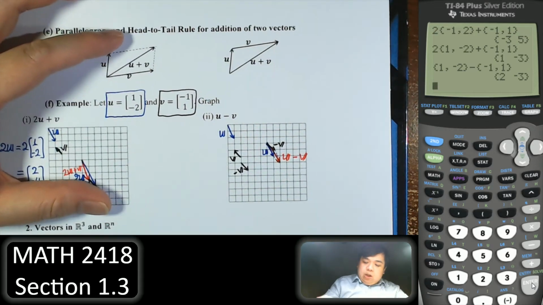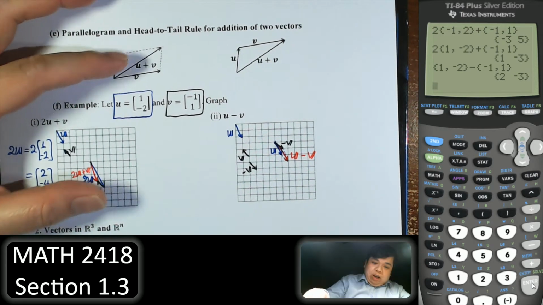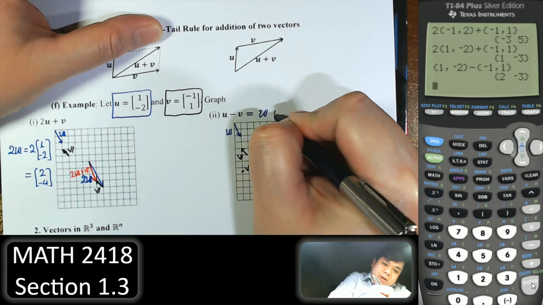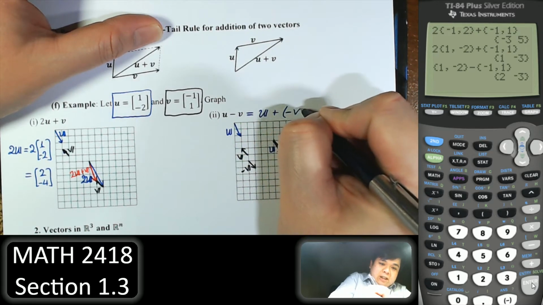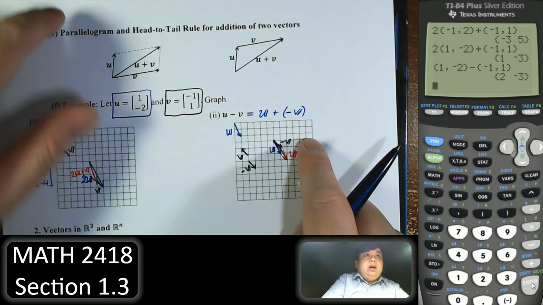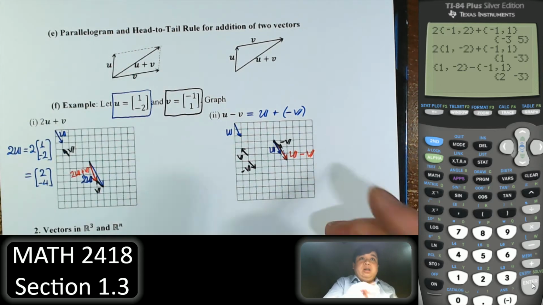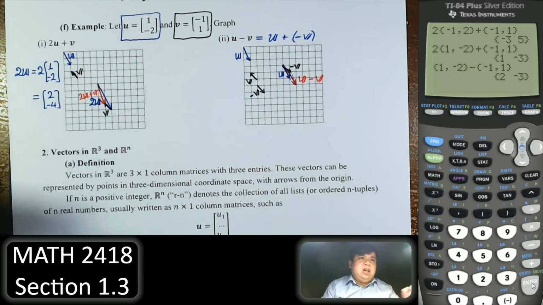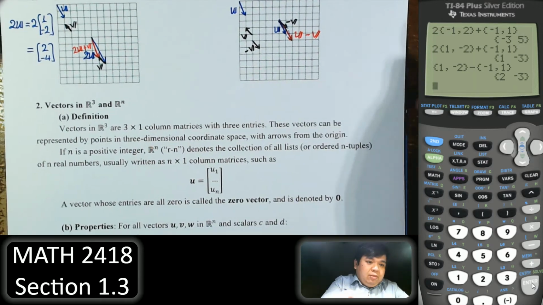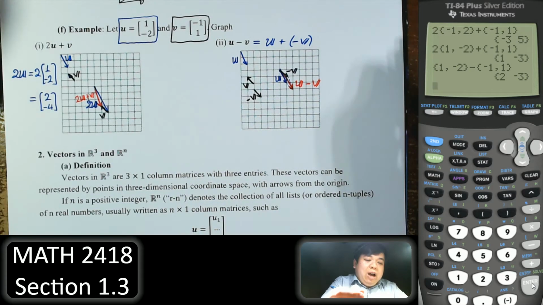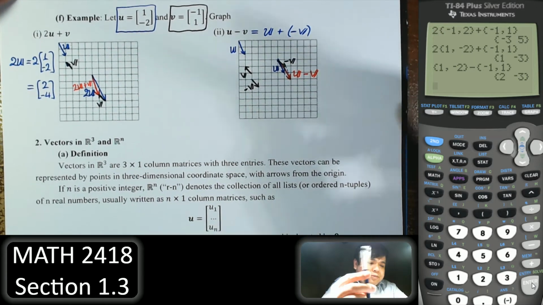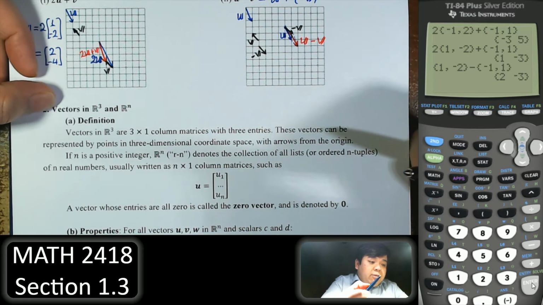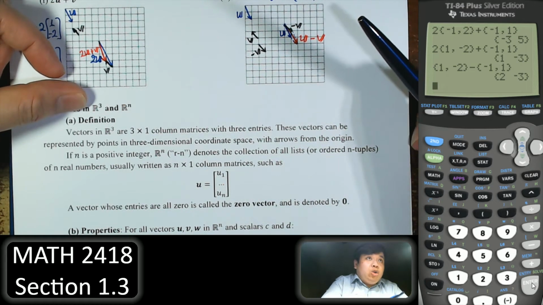Okay, so instead of writing u minus v, what I did is just u plus the opposite of v, and then we can use the parallelogram or head-to-tail method to add the vectors. I'm just reviewing. You should have seen this earlier in pre-calculus or Cal 2 or Cal 3. Vectors in R3 or Rn.